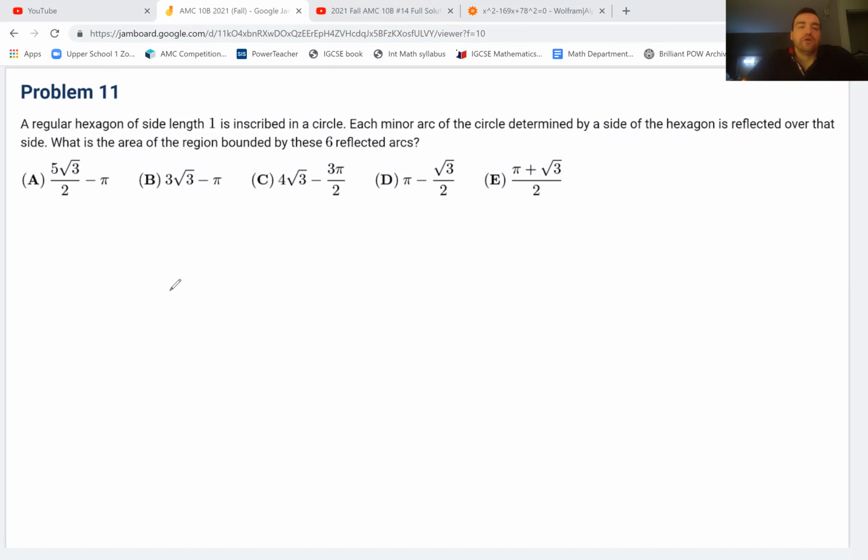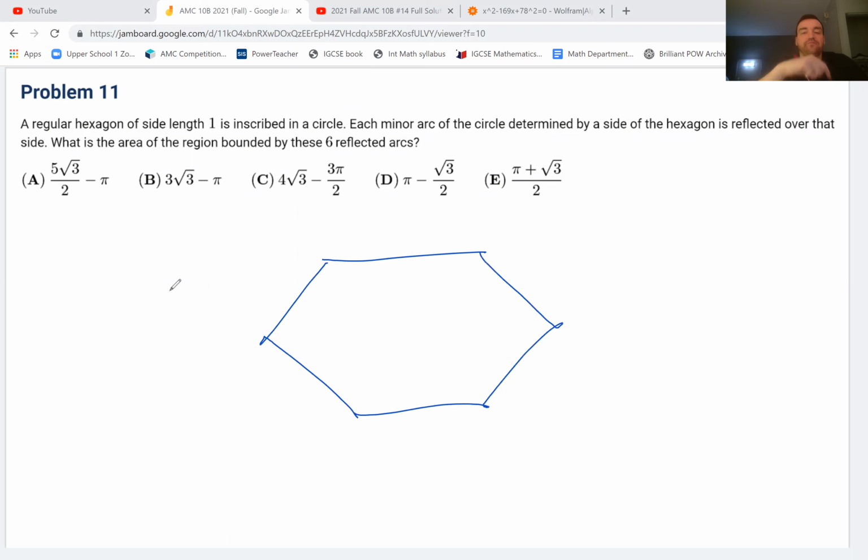So this problem, number 11, says a regular hexagon of side length 1 is inscribed in a circle. Each minor arc of the circle determined by a side of the hexagon is reflected over that side. What is the area of the hexagon bounded by these 6 reflected arcs? Okay, so we have a regular hexagon that's inscribed inside of a circle.